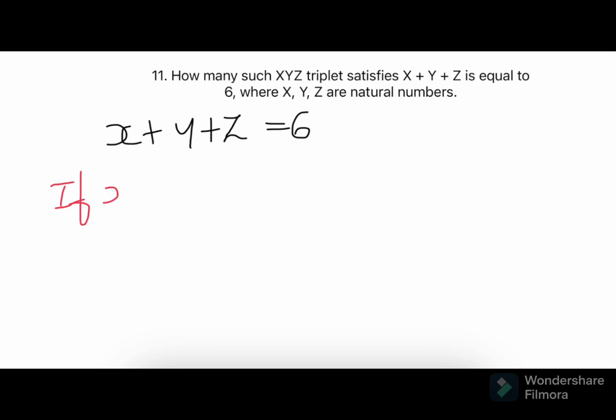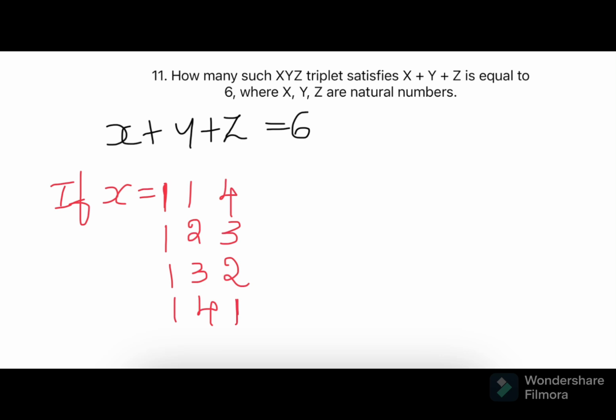Suppose x is equal to 1. In that case, what are the possibilities? If x is 1, y can be 1 and z 4 to get the summation of them to be 6. If x is 1, y can be 2 and z can be 3. Even this summation is equal to 6. Similarly, x 1, y 3 and z 2. Another possibility that we can think of, x 1, y 4 and z 1. Even this summation will give the number 6.